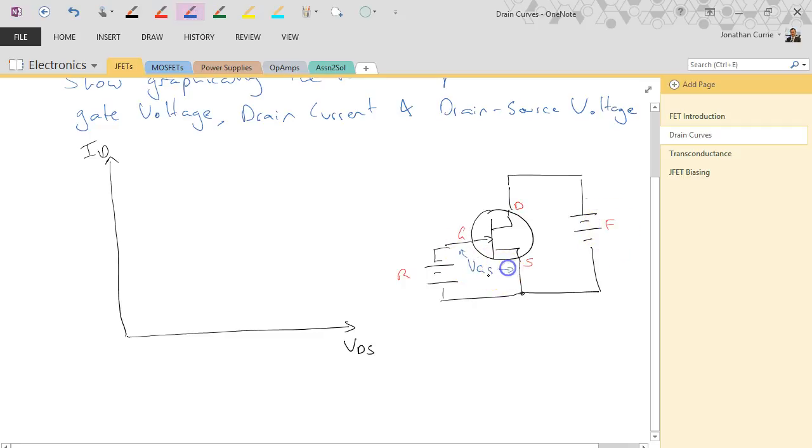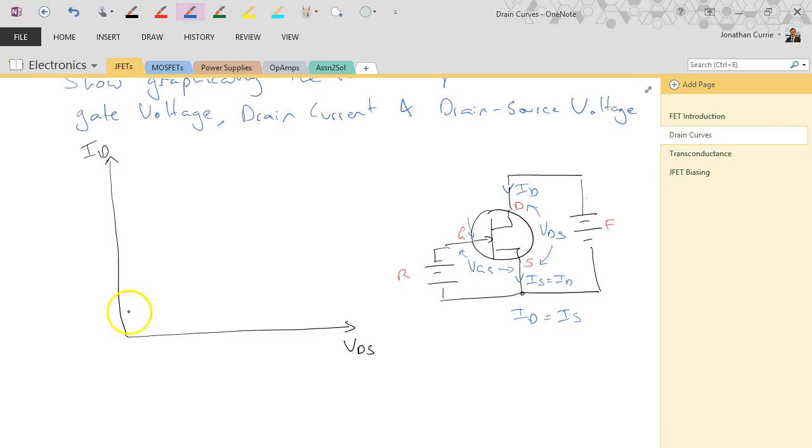VGS is measured between those two points, the voltage if you were to take a multimeter and put the two probes between them. And VDS is measured across the FET. So it's another way of saying what's the voltage drop across this FET, like you'd have a voltage drop across a resistor. And ID is the drain current going through the drain. Because these devices have such a high input impedance, basically we say ID is equal to IS. So the current all the way through this device is approximately the same, the gate having a very, very high input impedance. So let's have a look at some drain curves.